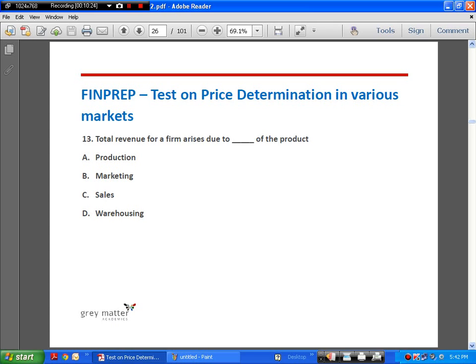The 13th question. Total revenue for a firm arises due to dash of the product. Revenue is generated only when a product is sold in the market. So production of good alone does not guarantee a revenue. It has to be sold in the market. So therefore the right answer is option C, sales.